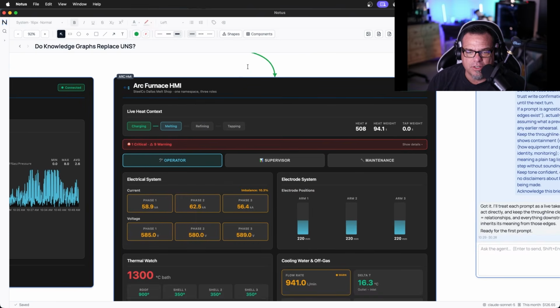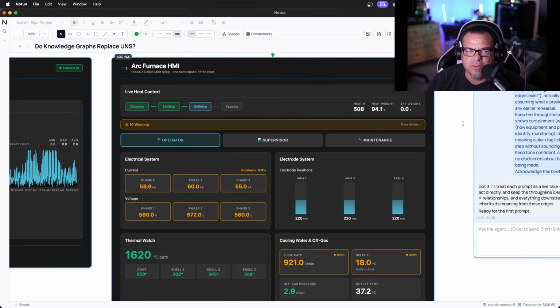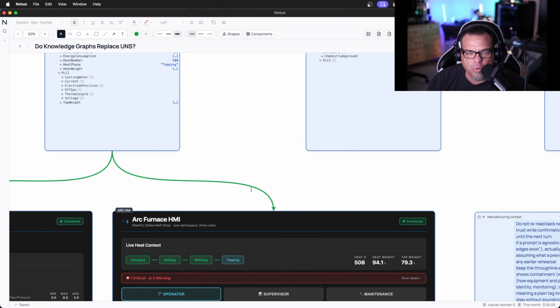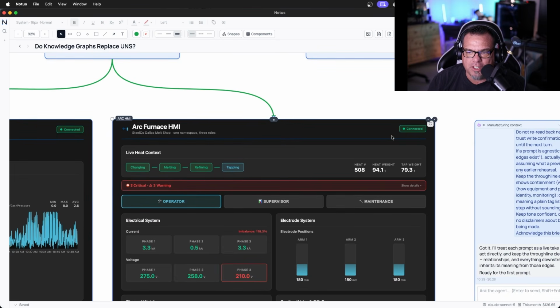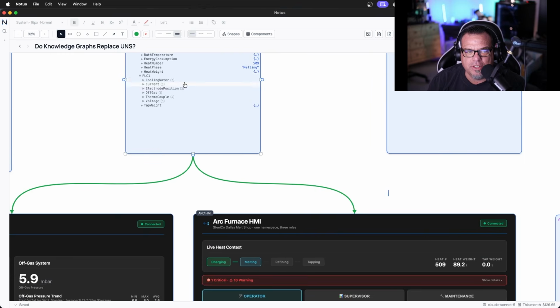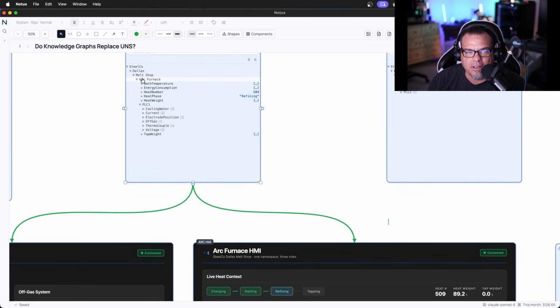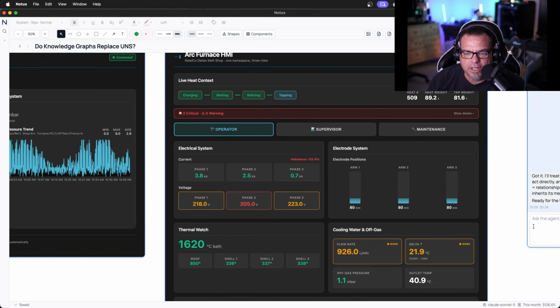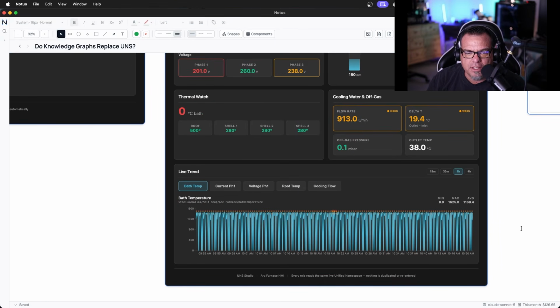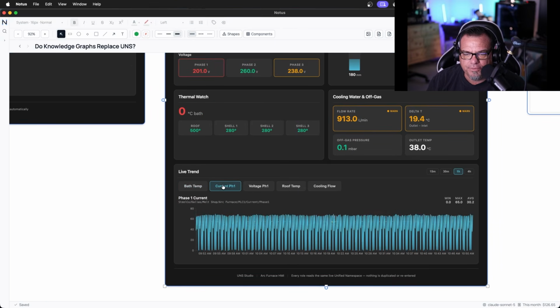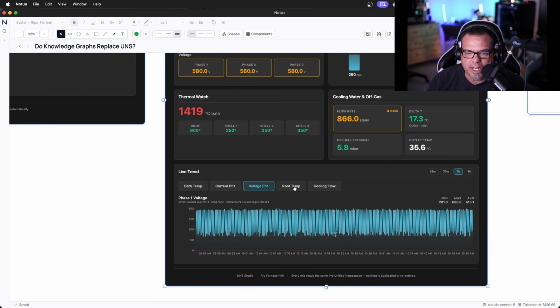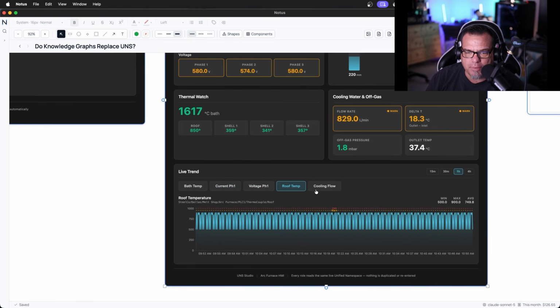All right, here's a more comprehensive overview, an arc furnace HMI that is using every single data point in this unified namespace. So everything under arc furnace, every single value is included on this visualization here. This visualization is driven from the UNS. When I click on roof temp, I am looking at the values that are inside the unified namespace.